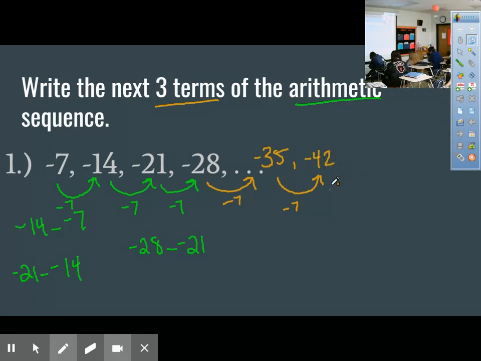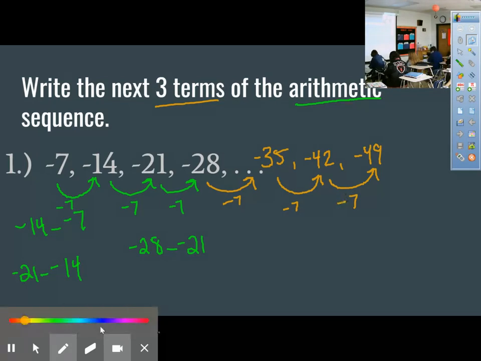Awesome. All right. Brandon, what would I do to get the third term? Subtract by 7. And what do you get when you subtract by 7? Negative 49. Perfect. So my next 3 terms are negative 35, negative 42, negative 49. All right, what questions do you have for me?